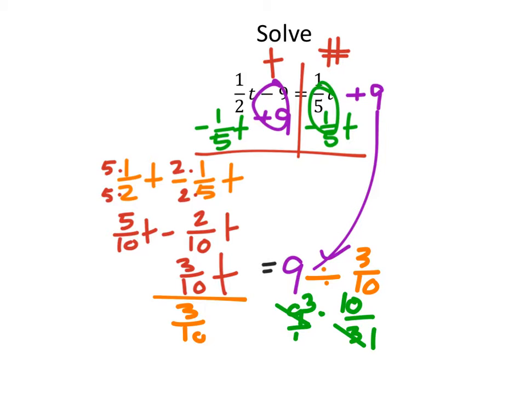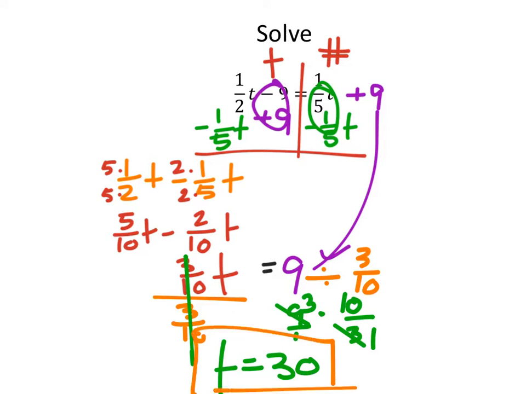The 9 and 3 are both divisible by 3. 3 times 10 is 30. 1 times 1 is 1. That becomes a phantom 1. T equals 30. And this one actually isn't too hard to check either. 1/2 of 30 is 15 minus 9 is 6. And then 1/5 of 30 actually is 6 as well. So that checks off, and we could box that in with great confidence.